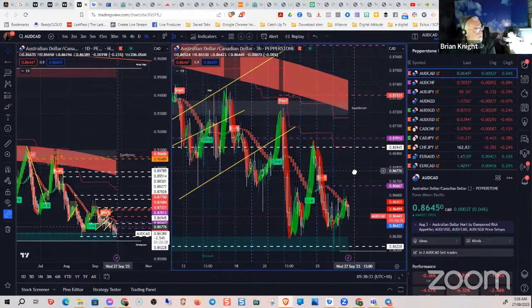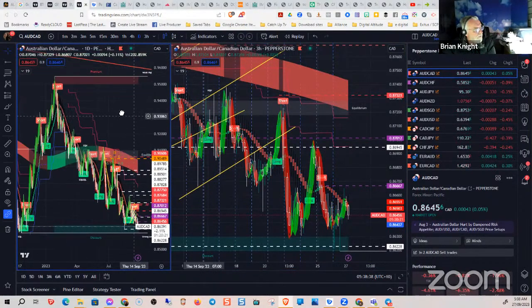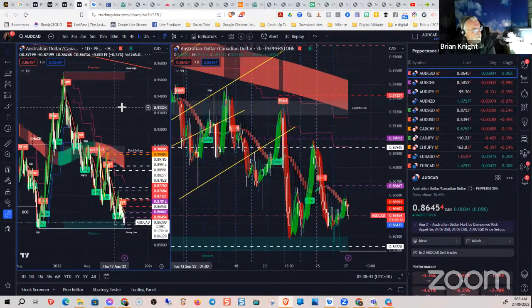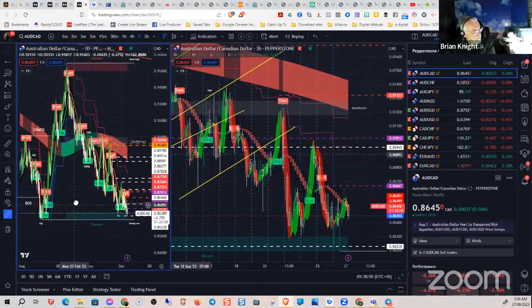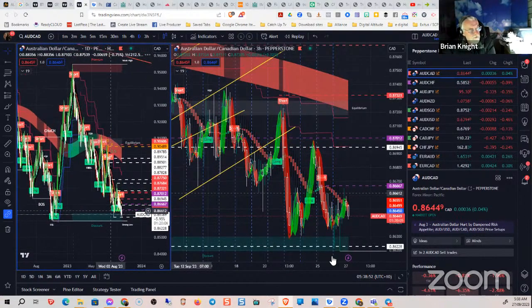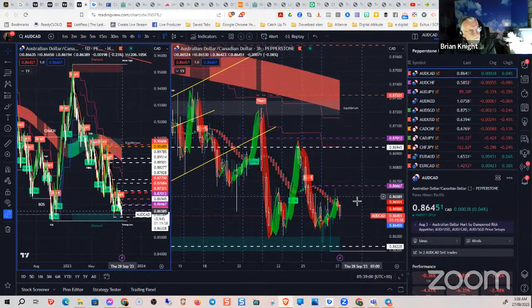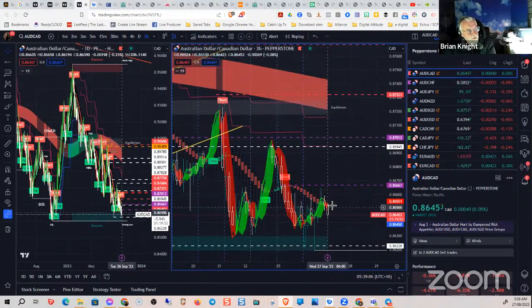So AUD CADs, if you look at it from a higher time frame perspective, you can see where it's come down and touched this previous low here. It looks like it's going to break that low. So if you're in AUD CADs and you want to get into another AUD CAD, certainly possibilities are there. This triggered in here as a sell, it pulled back, and now it's back down into profit.